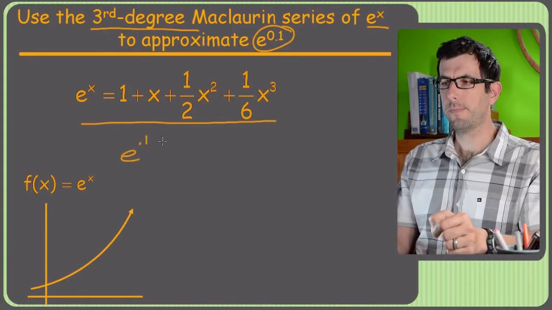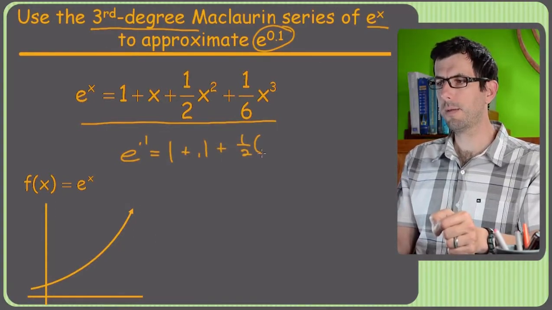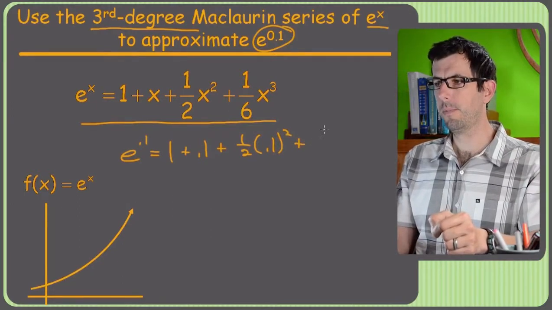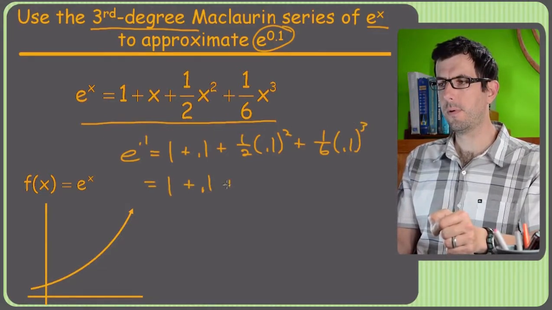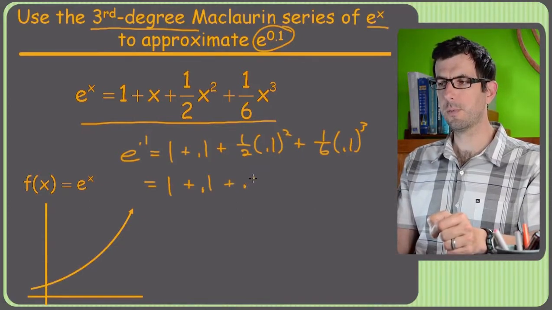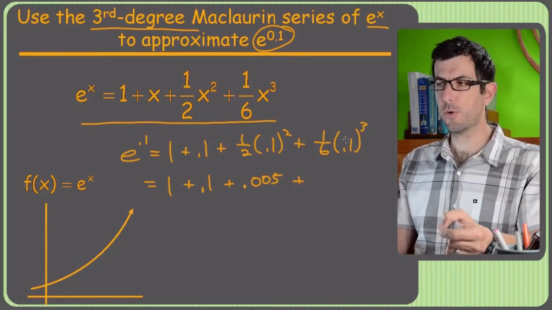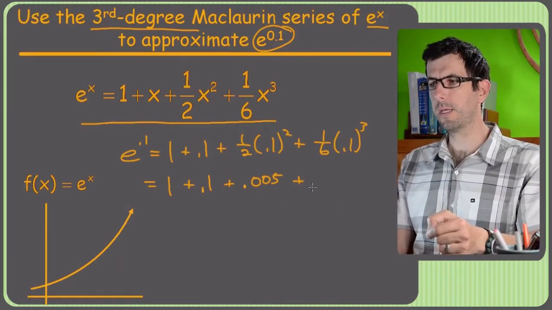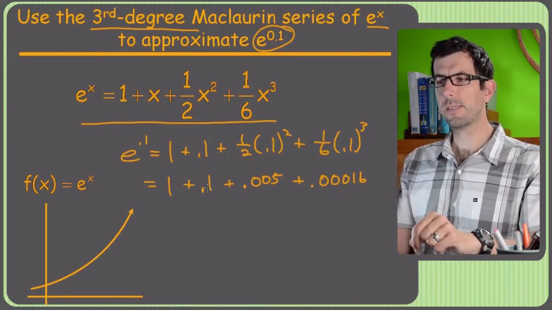So e to the 0.1 equals 1 plus 0.1 plus 1/2 times 0.1 squared plus 1/6 times 0.1 cubed. Now 0.1 is a nice one, like I was saying, because 0.1 squared is 0.01, so this is 0.005. And then 0.1 cubed is 0.001, times 1/6 is going to be, I'm going to guess, 0.00016 roughly.